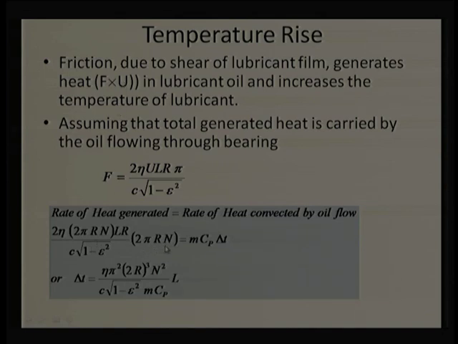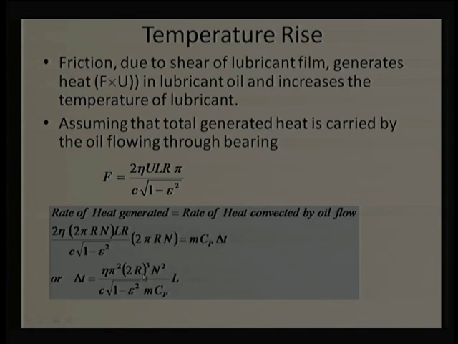And the velocity can be given as 2 pi r into n, also pi d n. This is equal to m Cp, that is, mass flow rate times specific heat into temperature rise for heat convection, and that is going to give us the total temperature rise as equal to this relation. Now, this temperature rise is going to depend on viscosity, and viscosity is going to depend on the temperature. That is why we are keeping a closed loop of temperature and viscosity.